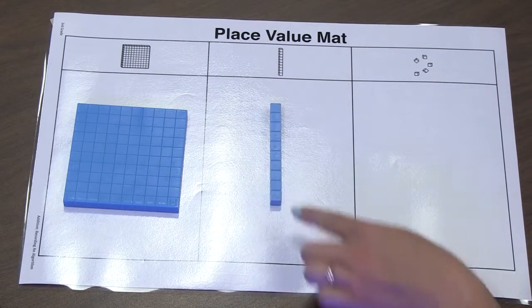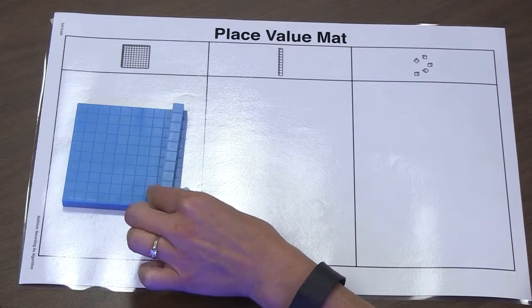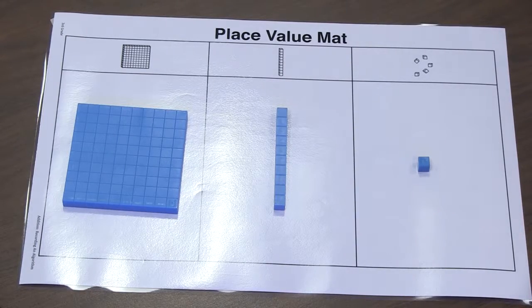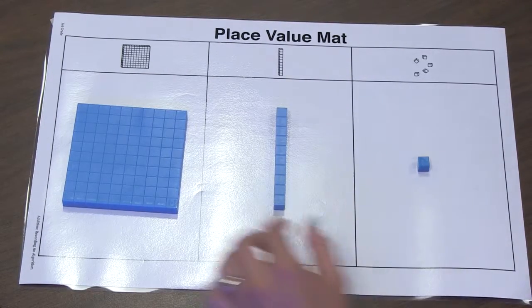This is a rod, and it has 10. It's one piece of the base. And this is a 1, which is known as a unit. We're going to be using these to help us understand how to multiply double-digit numbers by a single-digit number.